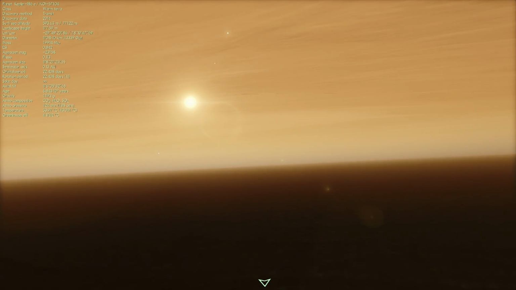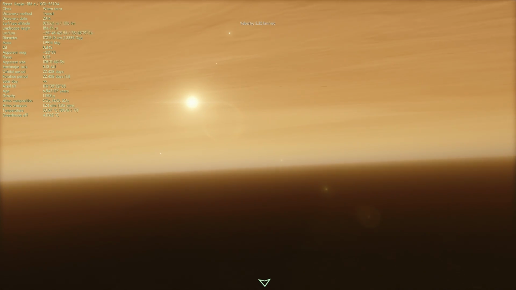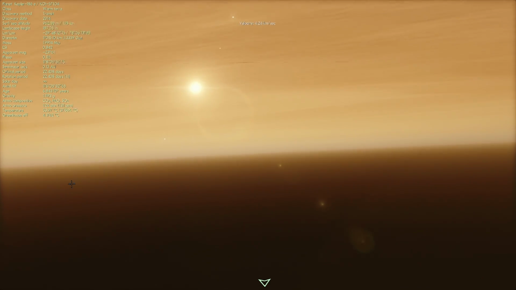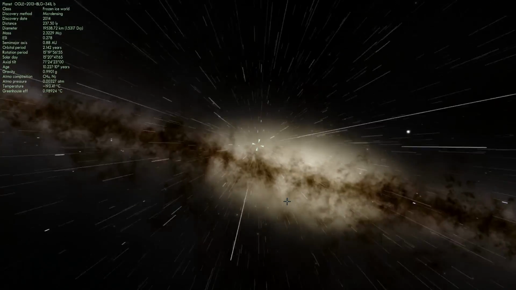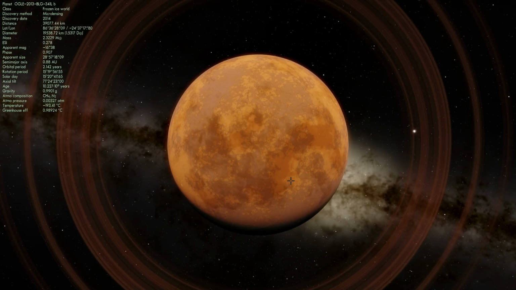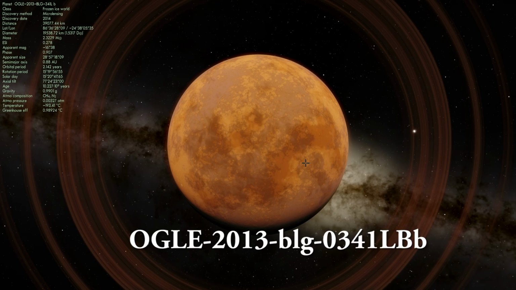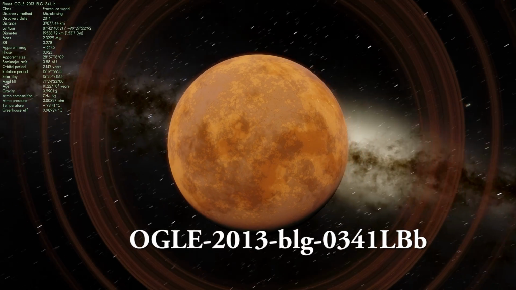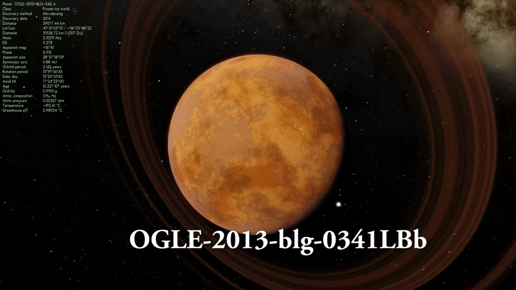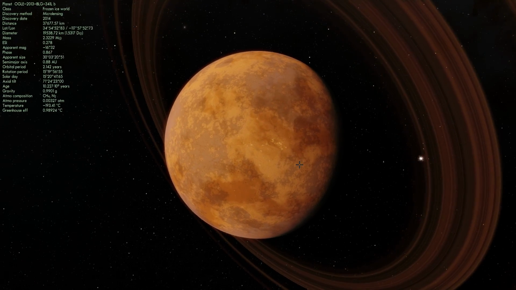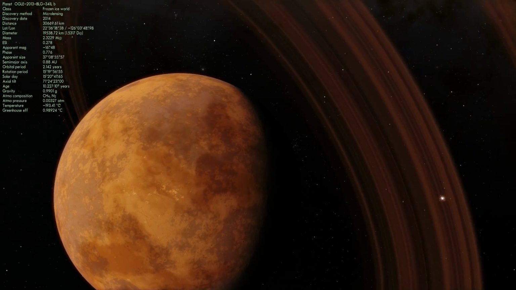Anyway, so that's it for the Kepler planets. Let's look at other discoveries from other telescopes, starting with the binary system discovered by OGLE telescope. And the only one we're actually going to take a look at is this one right here with a very unusual name, OGLE 2013, because it was discovered in 2013, BLG-341LB. This is also a ringed planet.